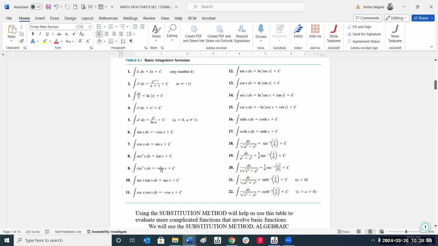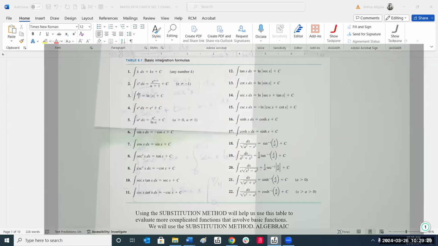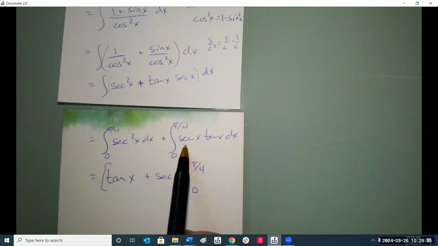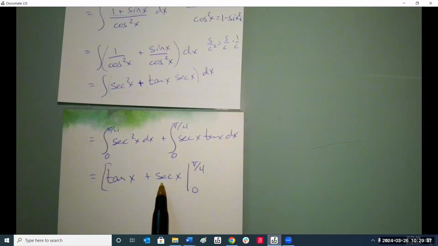So secant squared is tangent x. We don't put the plus c because we have a definite integral from 0 to pi over 4. So we don't have to do a plus c. And then secant tangent is secant, from 0 to pi over 4. So the integral of secant squared is tangent. The integral of secant tangent is secant. And we're going for the pi over 4.